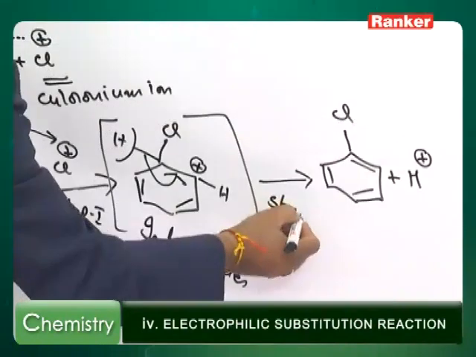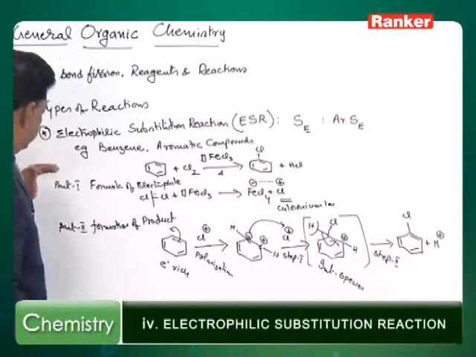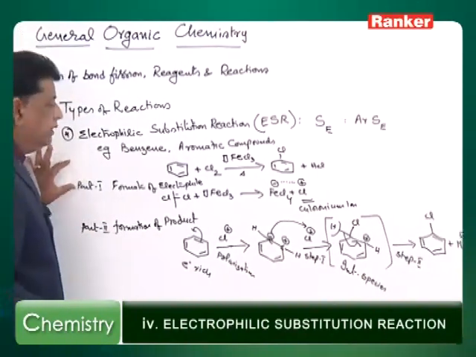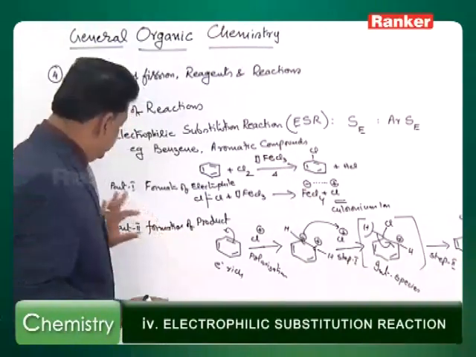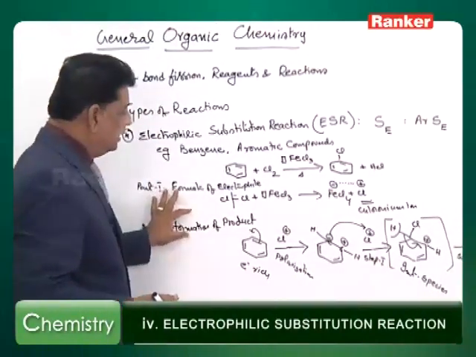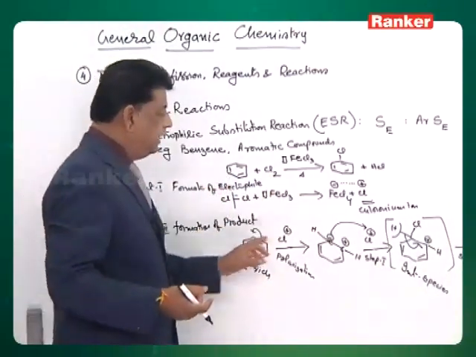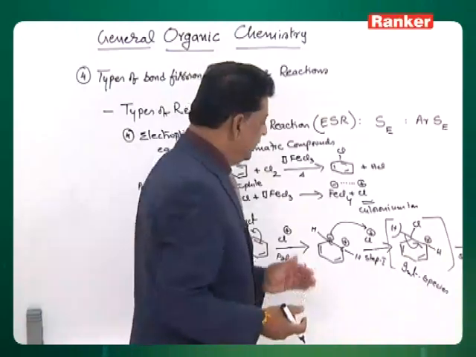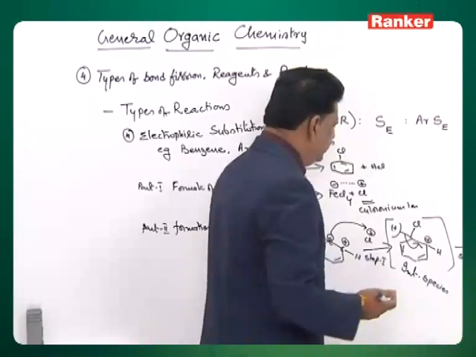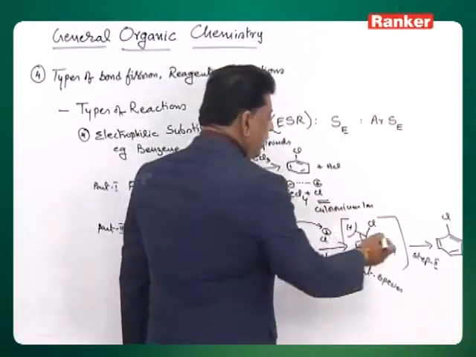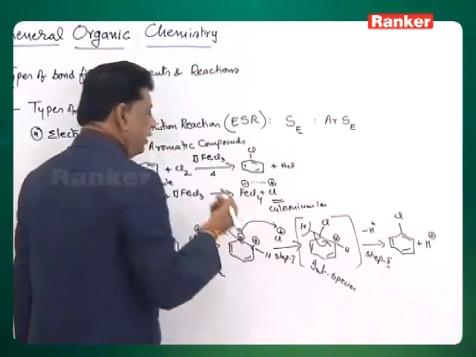As I said, in the second part, it is not the steps I am saying, this is part 1. In the first part I said how the electrophile is generated. In the second part I said how the generated electrophile attacks the compound, and how step 1 takes place, forming the intermediate species, the carbocation. Then step 2, that is H is dropped out. So, minus H plus, you will get the chlorobenzene product.